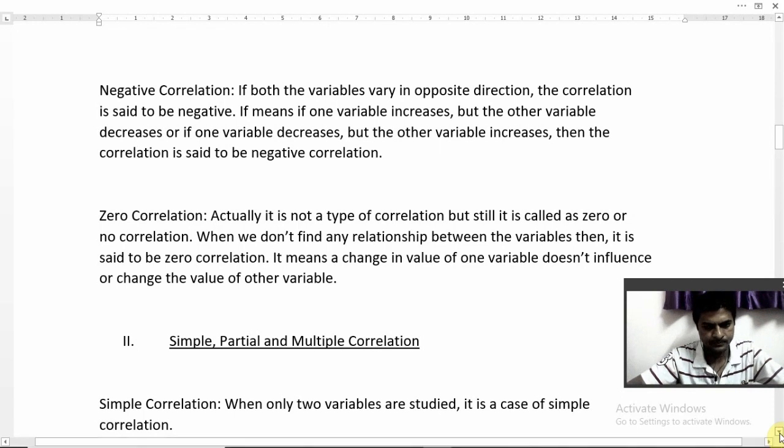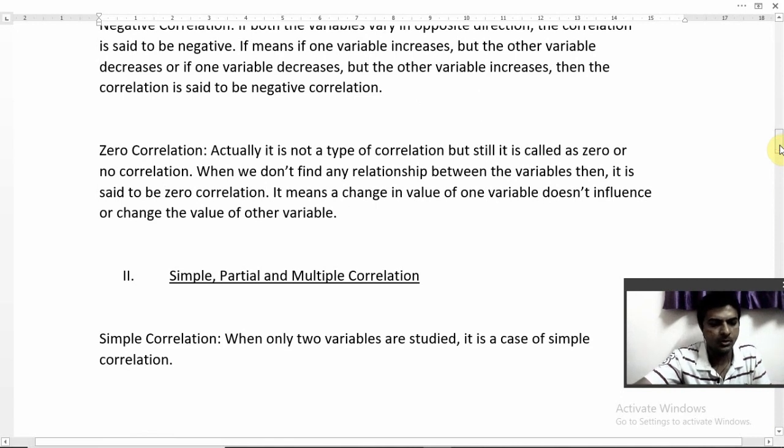Zero correlation. Yes friends, here we see the zero correlation. What is there in this zero correlation? Actually it is not a type of correlation, but still it is called zero or no correlation. When we don't find any relationship between the variables, then it is said to be zero correlation. It means that a change in one variable doesn't influence or change the other variable. So therefore we take it as no correlation.